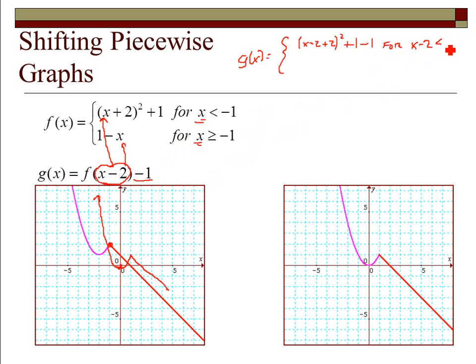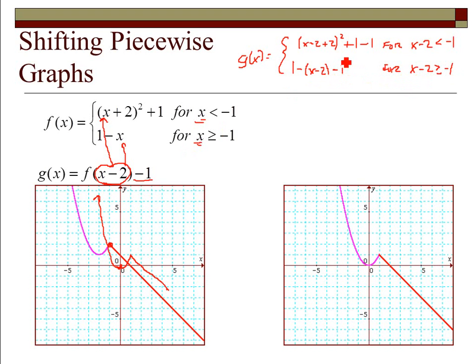X minus 2 is less than negative 1. Now I'm going to do the same thing with this one. We had 1 minus, in parentheses, I replace the x, and then I got minus 1, and this is 4, x minus 2 greater than or equal to negative 1.